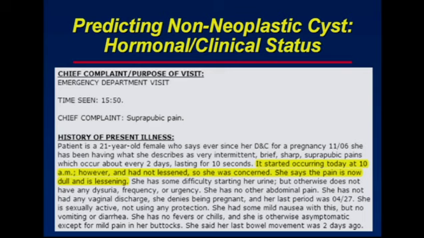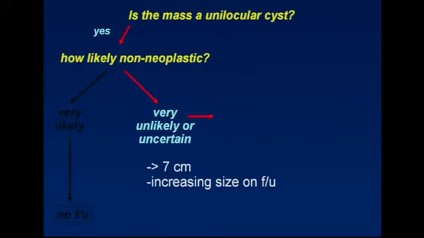And I won't go through all of these notes, but this 21-year-old woman with the cyst that I'll show you had pain that started at 10 o'clock in the morning, and it hadn't got better, so she was concerned, but now the pain is dull and lessening. So it was a relatively acute onset of pain that's resolving. And so that is a very common scenario for a non-neoplastic cyst, and that will factor into our assessment.